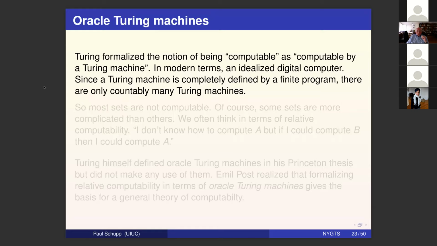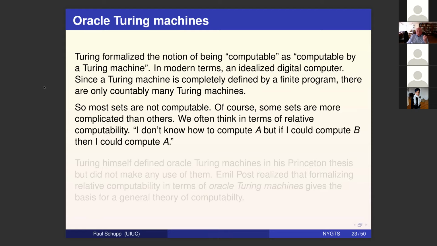I assure you that in proving theorems, computability theorists do not worry about the details of the hardware at all. And many of the basic concepts of computability theory are very straightforward. Now, since a Turing machine is completely defined by its finite program, there are only countably many Turing machines. So, of course, most sets are not computable. But it's still the case that some sets are more complicated than others.